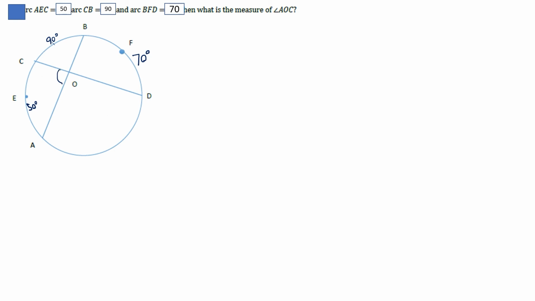So this is the angle formed by two chords, and we have these two other arc lengths attached to it. So we actually don't need to look at 90 at all. It's just there to trip us up. And the average of these two things, we add them together to get 120 over 2 is 60 degrees. So the measure of angle AOC is 60 degrees.